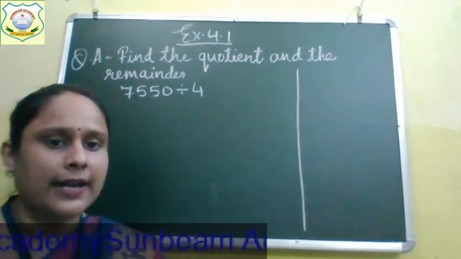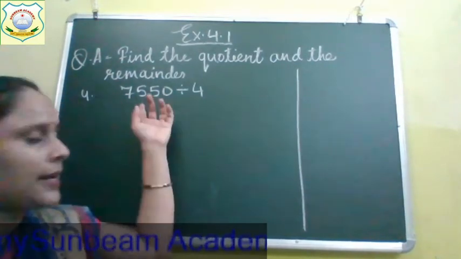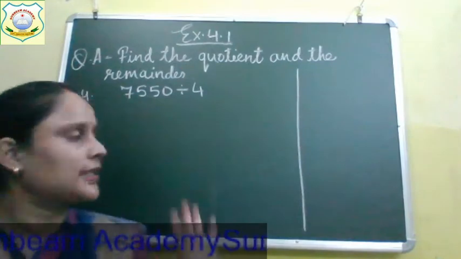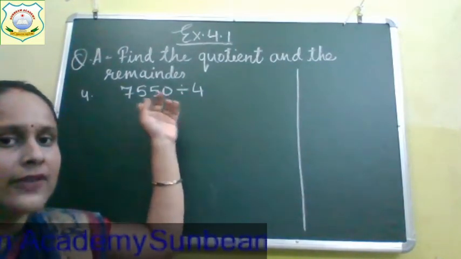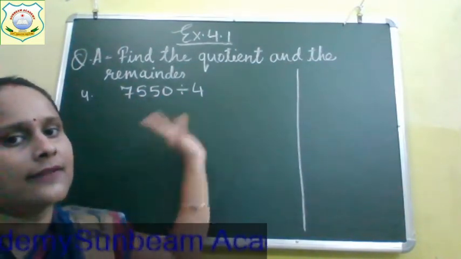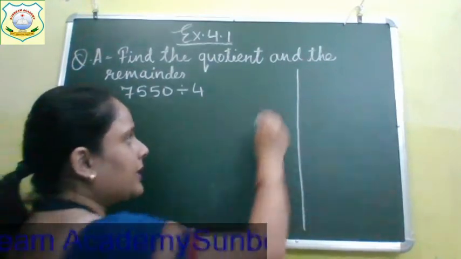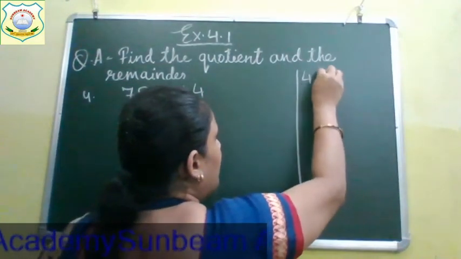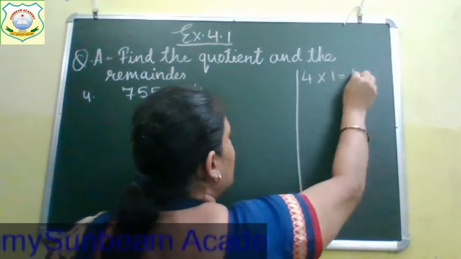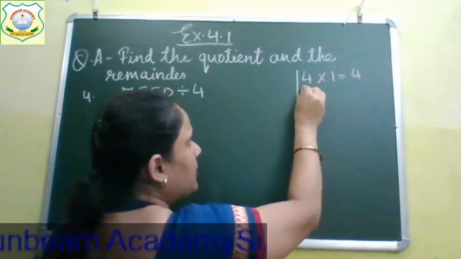Which number we will write the table? We write the table of dividend or divisor. This is dividend which has to be divided, and this is divisor. So we will write the table of 4. Let's write the table of 4, everyone. 4 ones are 4. Say the table of 4 after me.